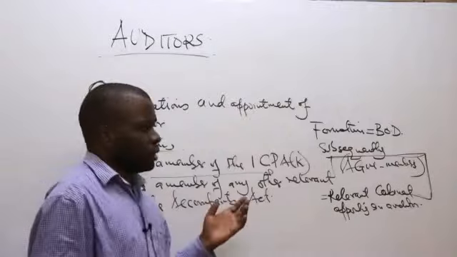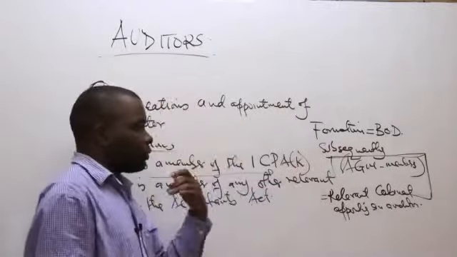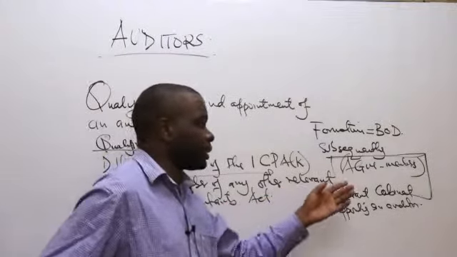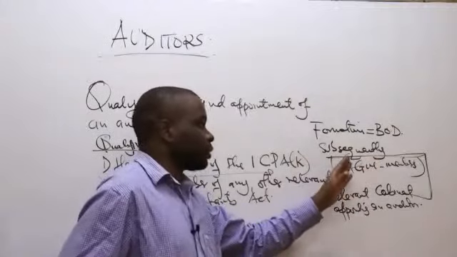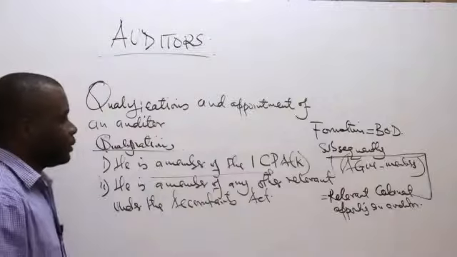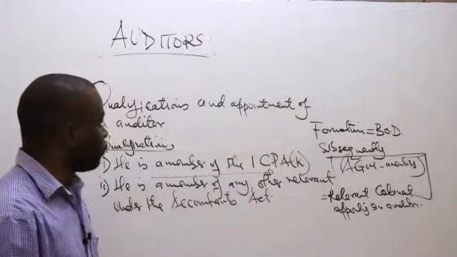But sometimes there could be a casual vacancy in the office of the auditor. The directors can still appoint an auditor in the case of that casual vacancy, but that auditor will serve until the next AGM, when the members could decide who will be the auditor of the company.